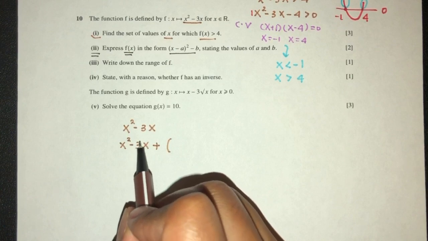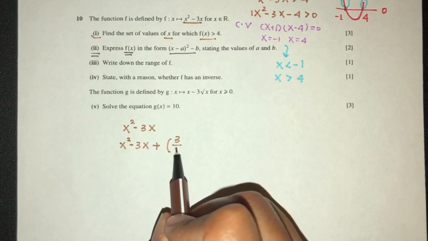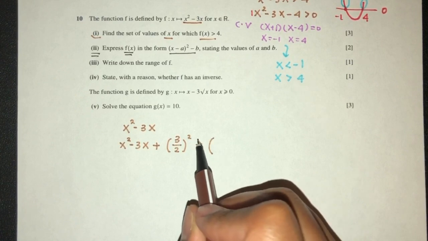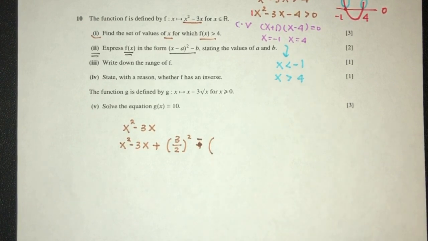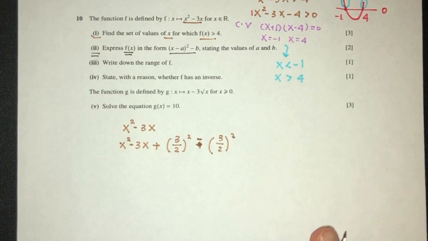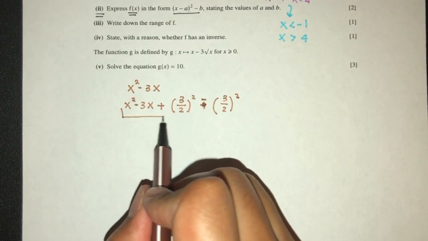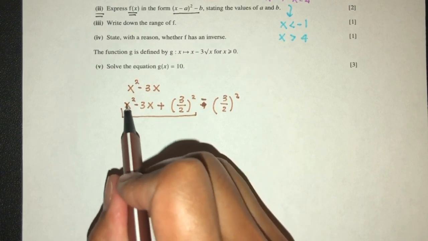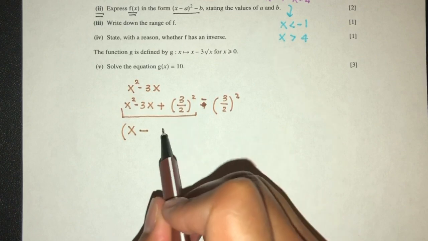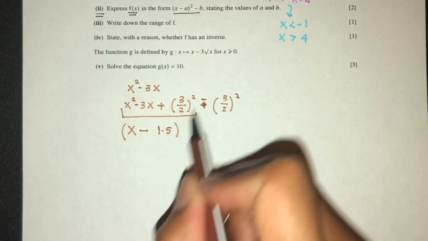We add the value here, which is just 3 divided by 2 squared. Now when you add something, you also have to minus the same thing, so you don't change the equation. That will be the same thing. Right. Now for this one, this can be simplified. It will become, here we have x, that will be x. Here we have minus, that will be minus. Here we have 1.5. And here we have square.